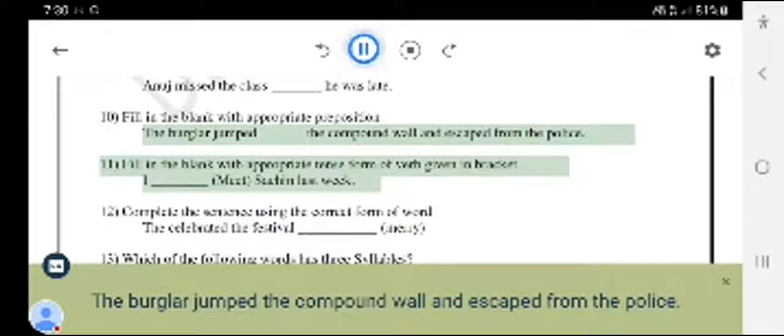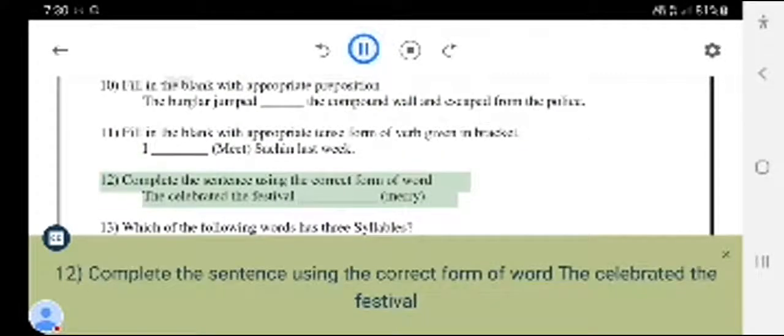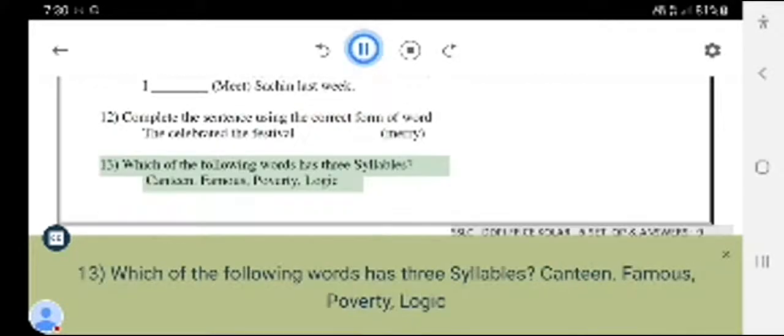11. Fill in the blank with appropriate tense form of verb given in bracket: I Sachin last week. 12. Complete the sentence using the correct form of word: The celebrated the festival. 13. Which of the following words has 3 syllables? Canteen. Famous. Poverty. Logic.